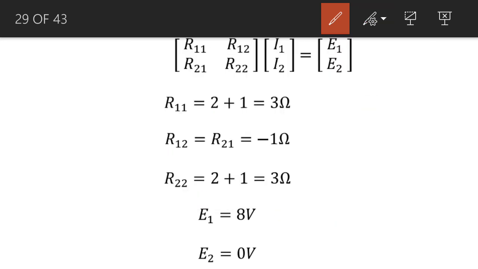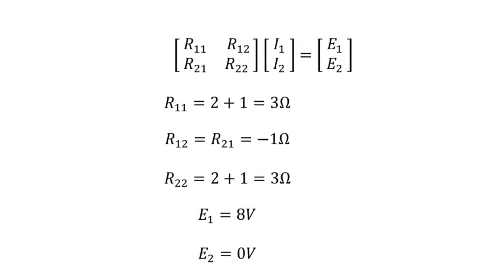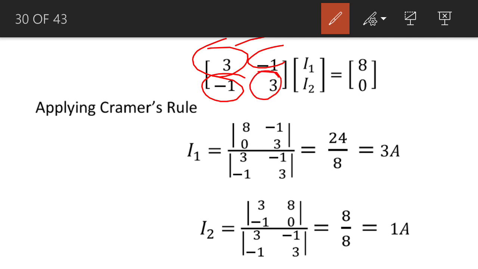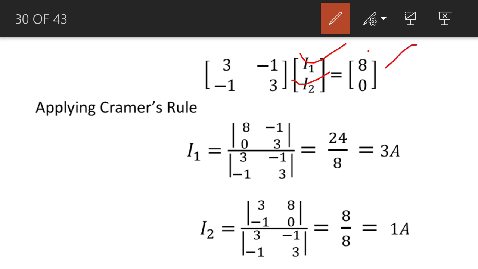We put these values in these equations. So let us put the values in the standard loop equations. R11 is 3, R12 is -1, R21 is -1, and R22 is 3 as well. We shall find out I1 and I2 with the help of Cramer's rules. E1 is 8 and E2 is 0. So we apply the Cramer's rules to find out I1.